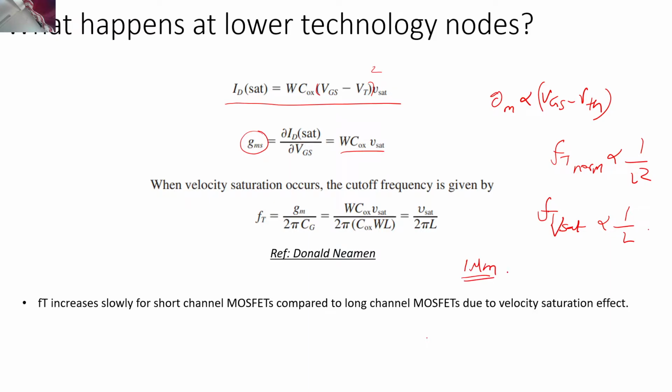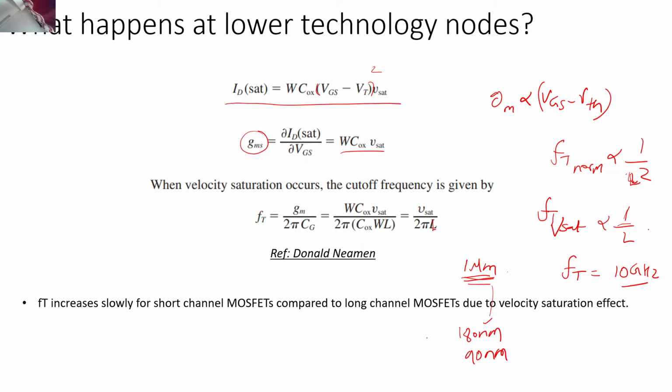And I found out that my FT is very low. Maybe FT is around 10 giga, and I want to design my circuit at around 12 giga or something. So I cannot use 1 micrometer, right? So I have to go to lower technology nodes like 180 nanometer, 90 nanometer or something, right? So what it is telling is, since your short channel effects start dominating now, your transit frequency will actually just vary with 1 upon L as compared to 1 upon L square.